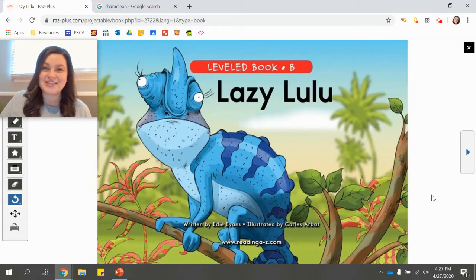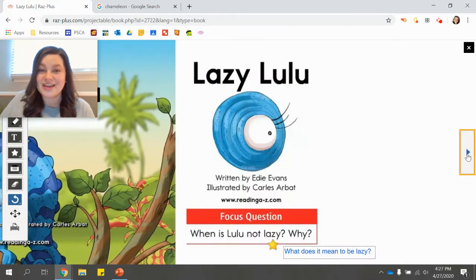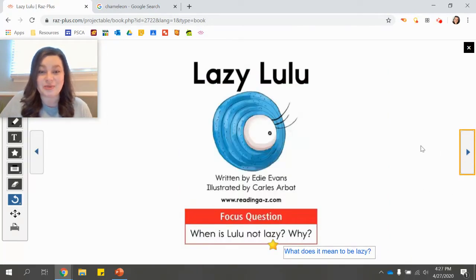Today we're going to read a Level B book called Lazy Lulu. Now, we know that good readers are able to retell the story in order. So today our focus is going to be retelling. And we're going to use our story chart to help us remember the important parts so we can retell the story in order. Our focus question today will be, when is Lulu not lazy?